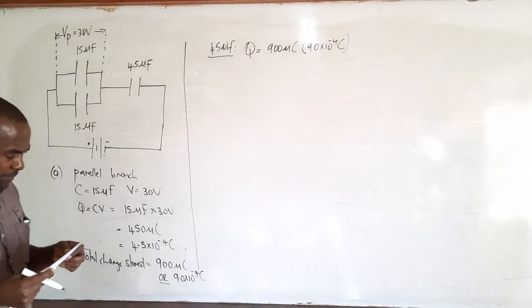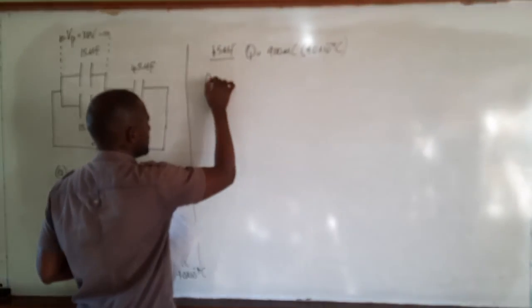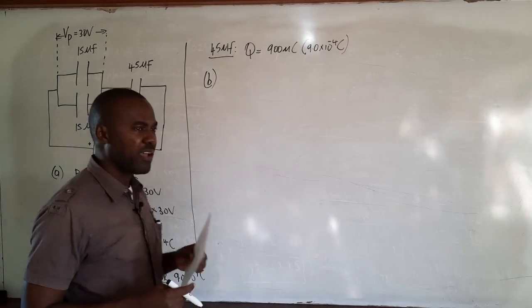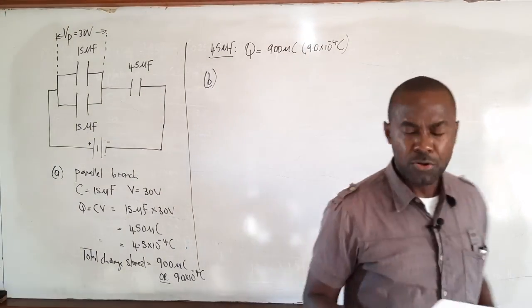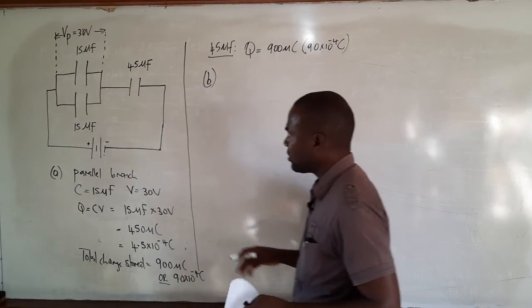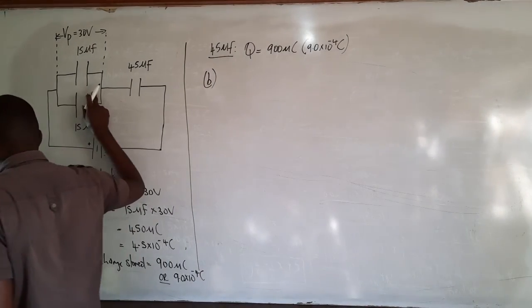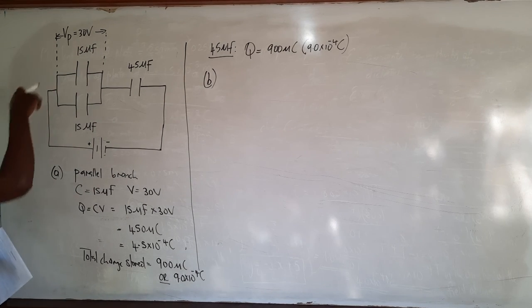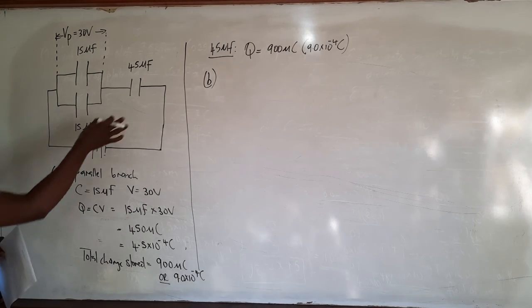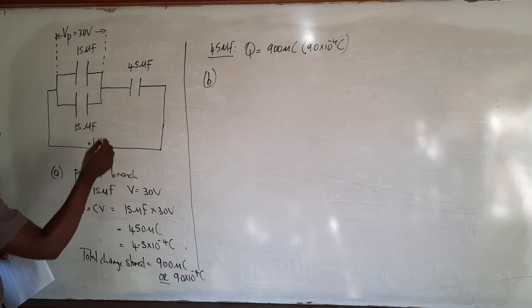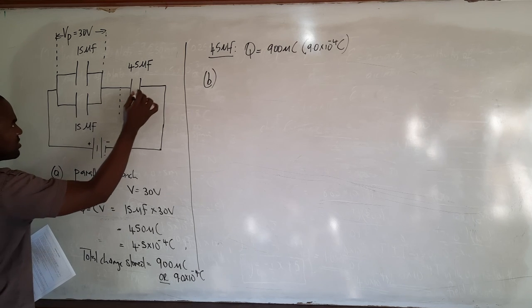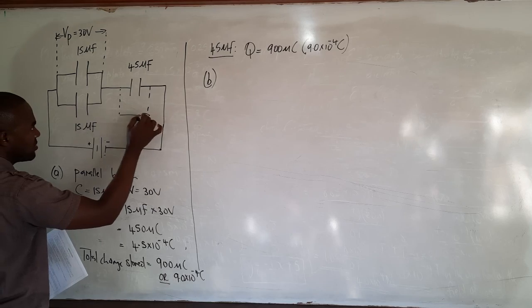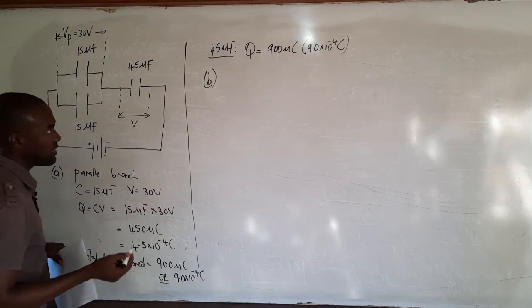Now let's look at part B. Part B wants us to find the EMF of the battery. Again, we know that these two capacitors are connected in parallel and the PD across each of them is the same, and that is equal to 30 volts. We were able to calculate the charge stored by the 45 microfarad capacitor, and therefore this will allow us to find the PD, let's call that V, across its plates.